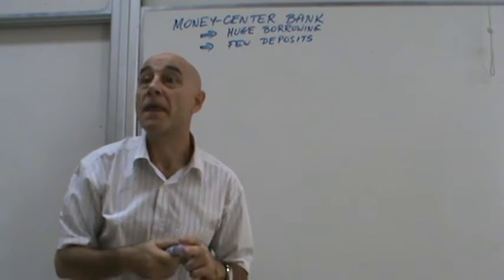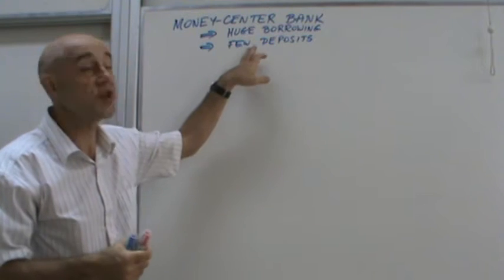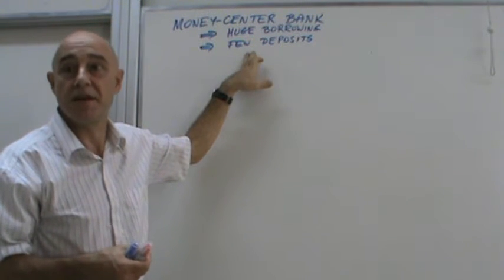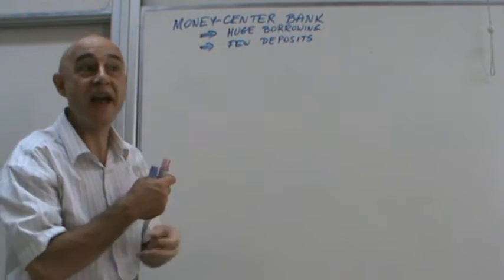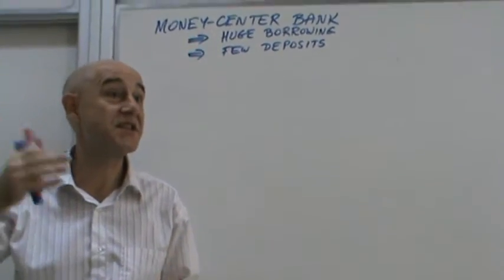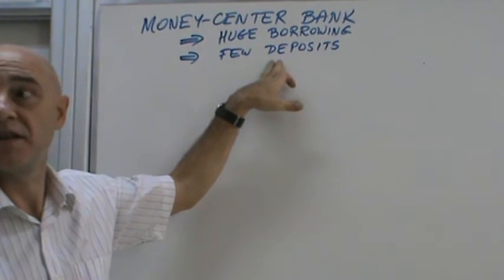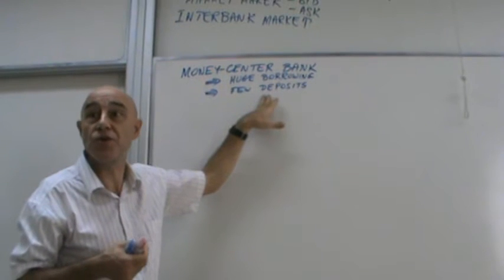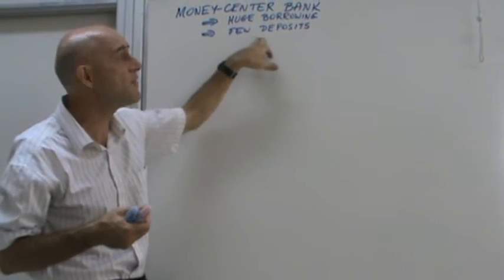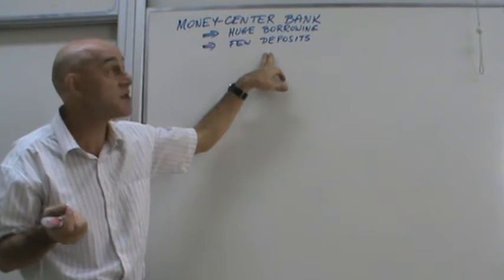deposits. So, a commercial bank is a financial institution that makes loans and accepts deposits. Commercial banks, most of their obligations, maybe 50, 60, 70% of their debt, is deposits. They could be demand deposits or time deposits. Well, with money center banks, they have very few deposits. Some of them don't even accept any deposit at all.